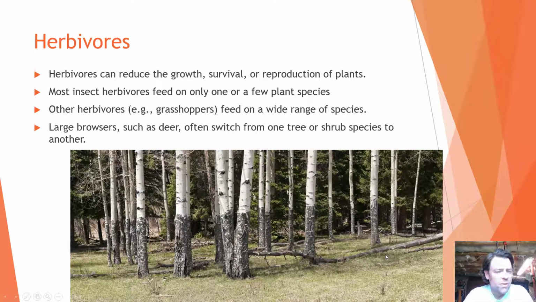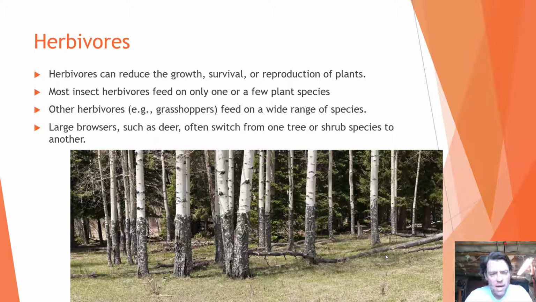Of course, herbivores can reduce the growth, survival, and reproduction of plants. Most insect herbivores will only feed on one or a few plant species. Of course, there are exceptions to that. Some herbivores, such as grasshoppers, feed on a wide range of species. And large browsers, such as deer, often switch from one tree or shrub species to another.